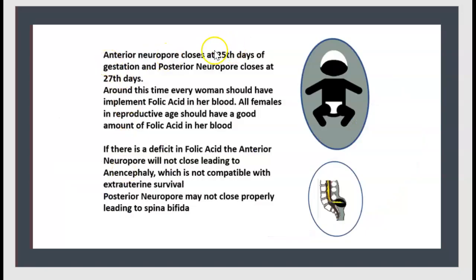The anterior neuropore closes at 25 days of gestation, and the posterior neuropore closes at 27 days. Around this time, every woman should have a supplement of folic acid in her blood. All females of reproductive age should have a good amount of folic acid. If there is a deficit of folic acid, the anterior neuropore will not close, leading to anencephaly, and the posterior neuropore may not close, leading to spina bifida.